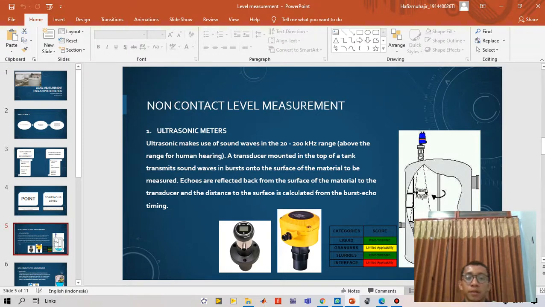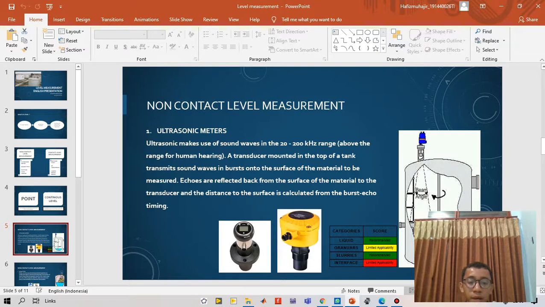First, ultrasonic meters or USM. Ultrasonic meters use sound waves in the 20 to 200 kHz range, above the range for human hearing. A transducer mounted in the top of a tank transmits sound wave in bursts onto the surface of the material to be measured. Echoes are reflected back from the surface of the material to the transducer, and the distance to the surface is calculated from the burst echo timing.